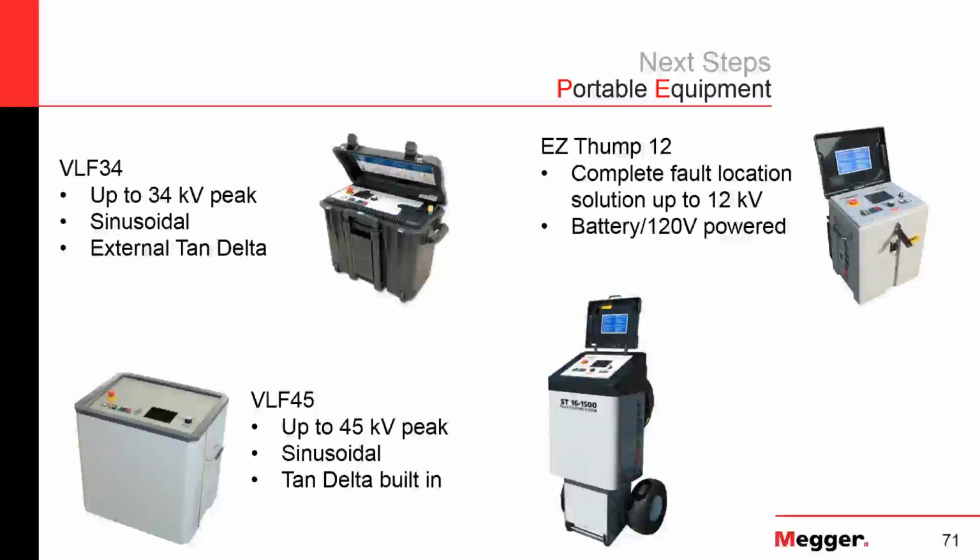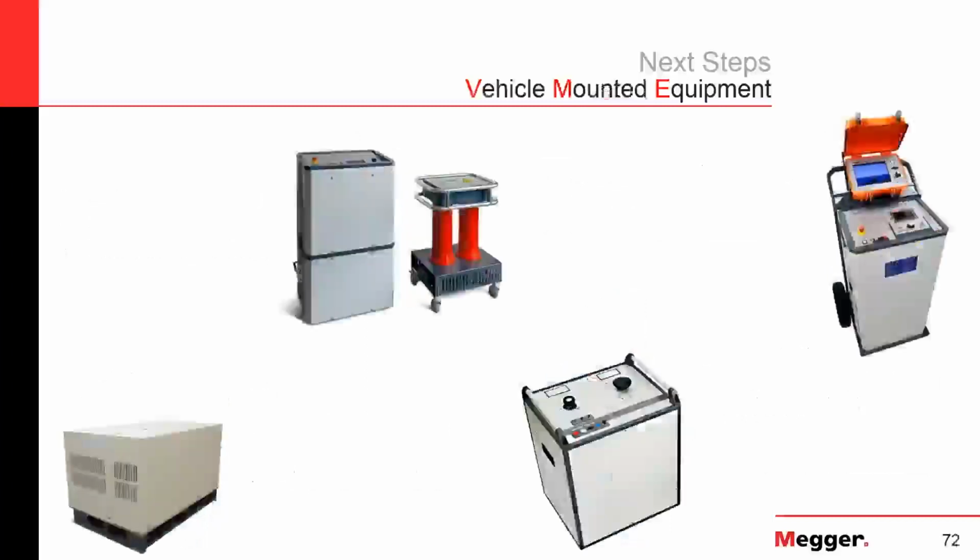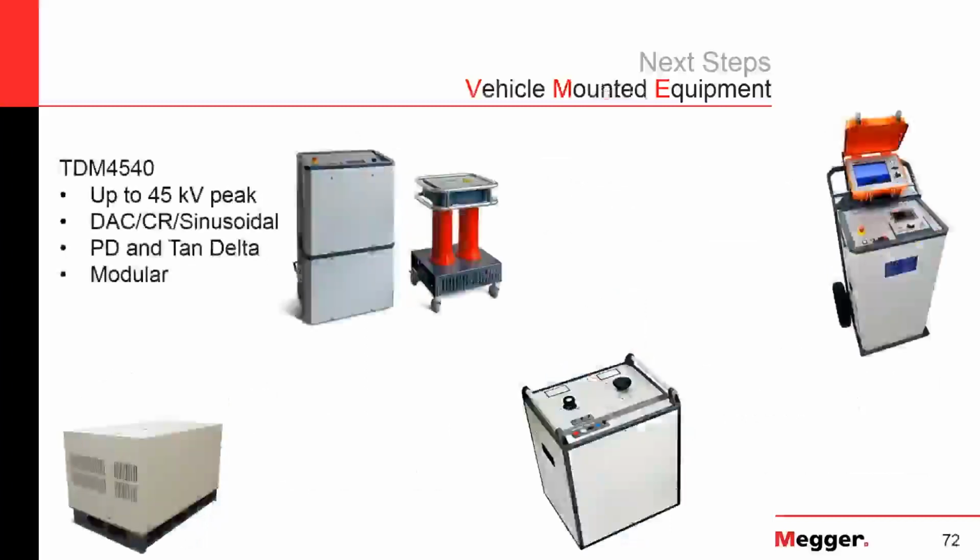We mentioned a little bit today that if you're testing, you can expect to have faults because you're finding those weak spots. So we have some fault locating equipment as well. Anything from these small portable Easy Thumps. This is about a 70-pound box, great for 15 kV class cables. Our Smart Thump would be the next size up from that, nice big wheels on it, great for up to 25 kV cables.